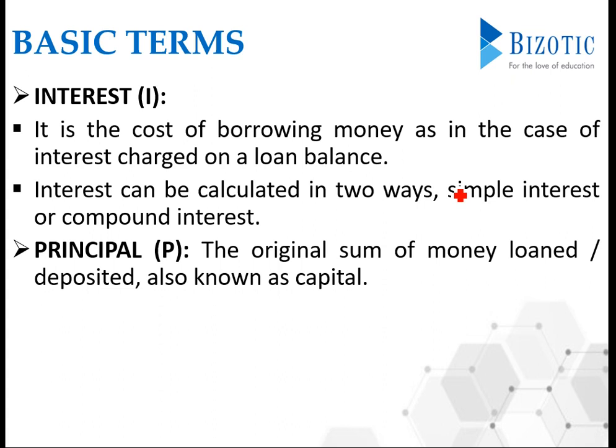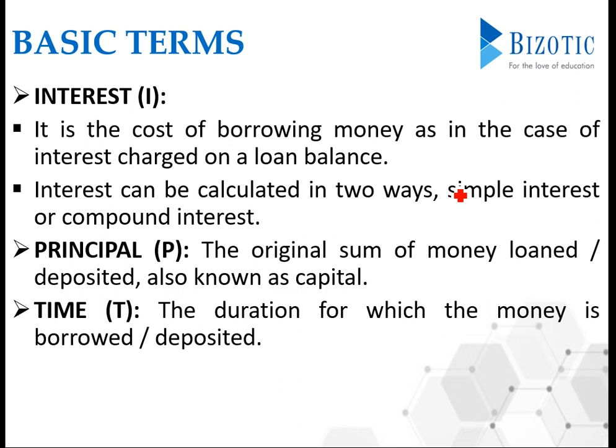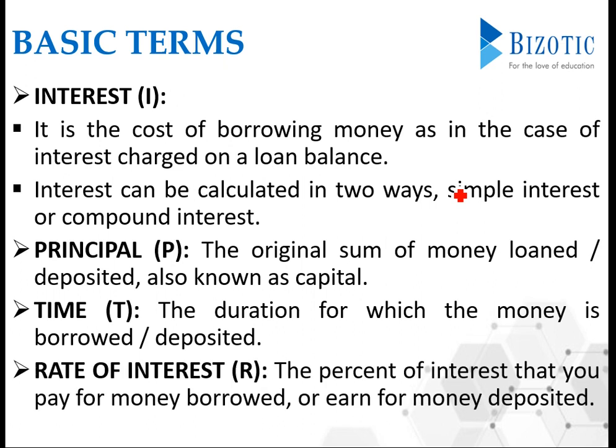Next, what is the principal? The original sum of money loaned or deposited. The total amount is called the principal amount. Time is the duration for which the money is borrowed or deposited, that is, for how long you have deposited money. So that will be the time period. And the last important term is the rate of interest. The percent of interest that you pay for money borrowed or earn for money deposited, like 5% or 10% or whatever the interest is. That is called the rate of interest.